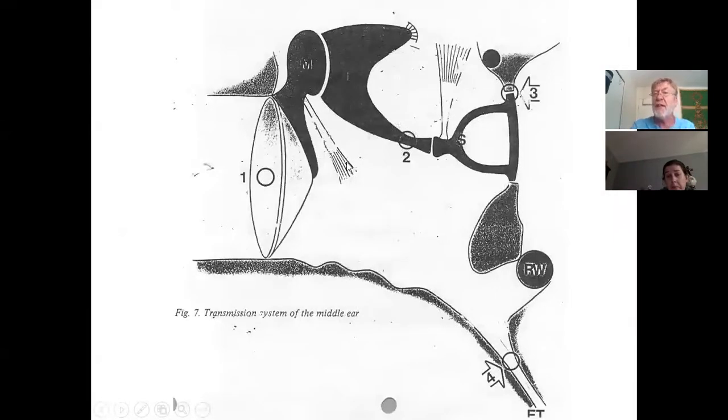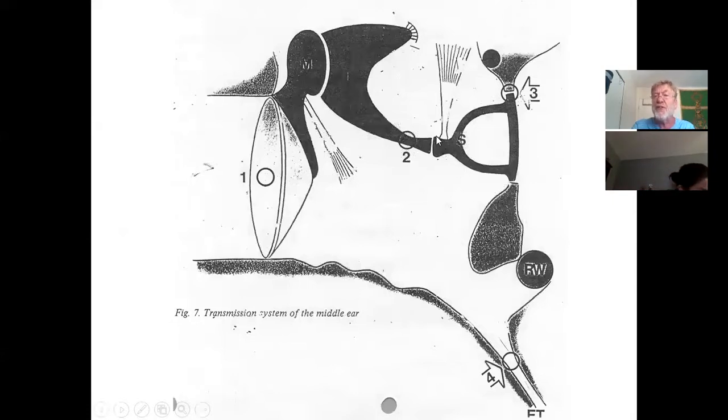There's the schematic again, showing you the malleus, incus. Here's the short process of the incus, the long process of the incus. Here's the hammer portion of the malleus. Here's the manubrium of the malleus. You can see how it ends at the umbo.